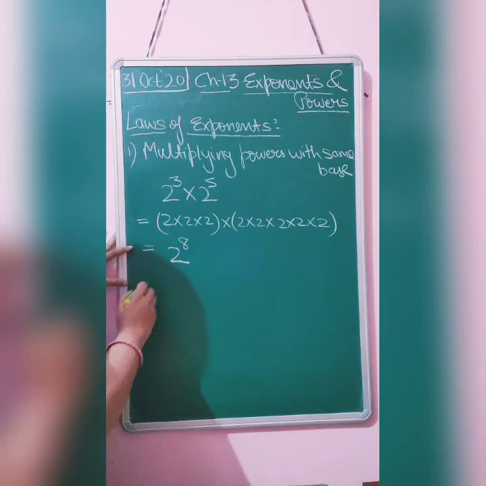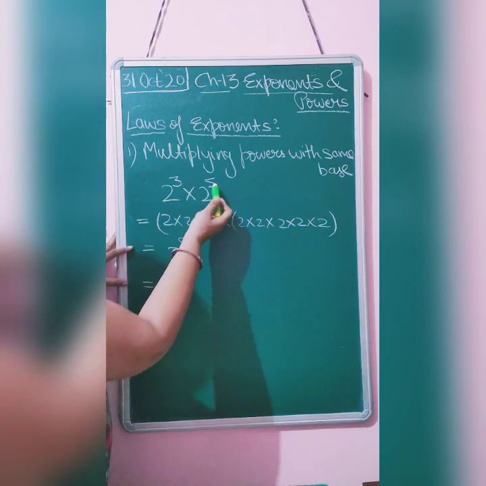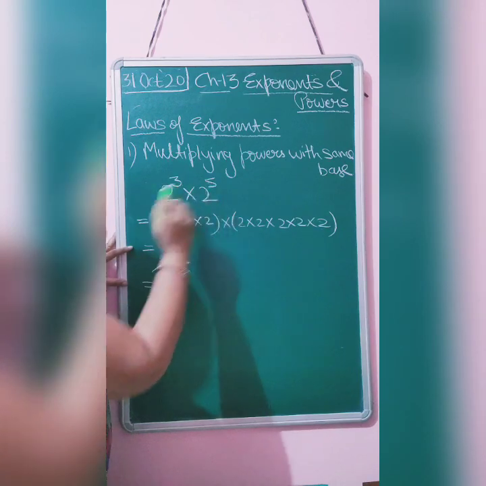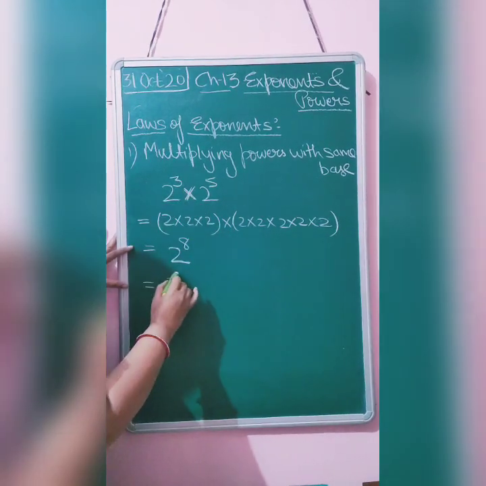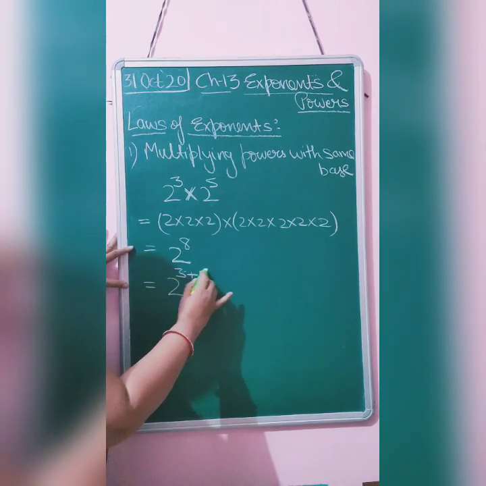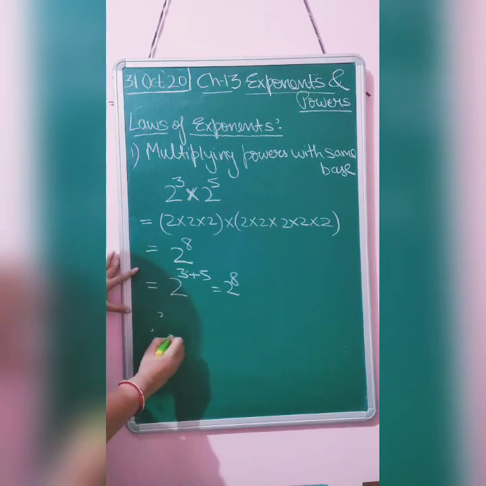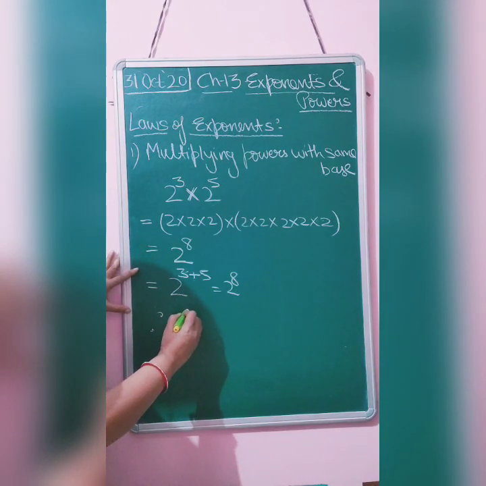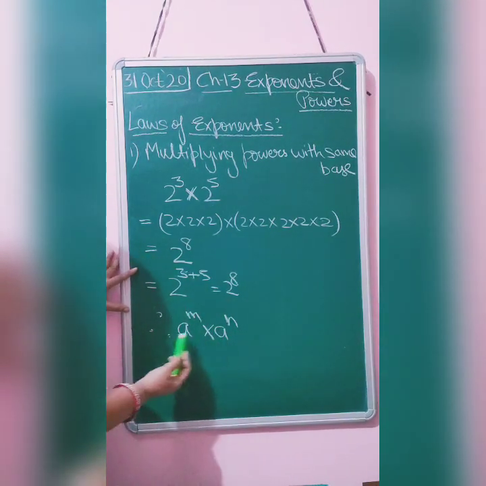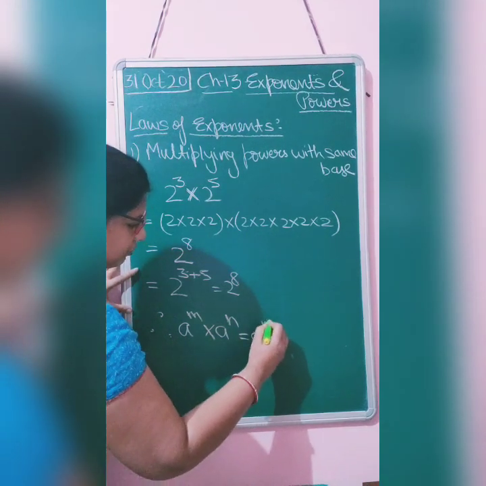So we get the rule. 2 three times multiplied by 2 five times. When the bases are the same and the powers are different and we are multiplying, we get the rule that the powers should be added, that is 3 plus 5, that is 2 to the power 8. Therefore we get our first law, a ki power m into a ki power n. Here you can see the bases are the same and the powers are different, so this is our first law.